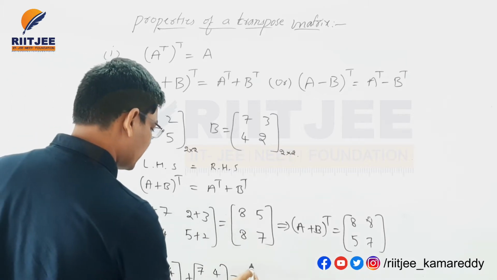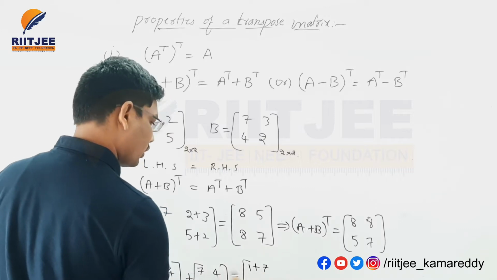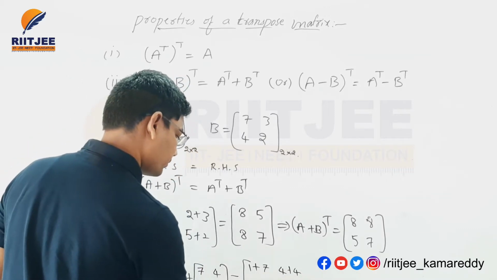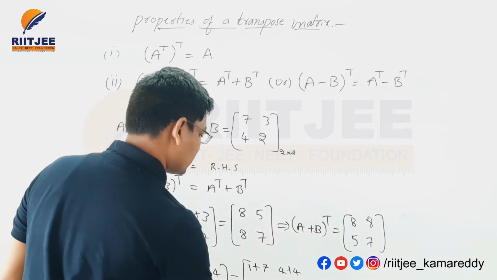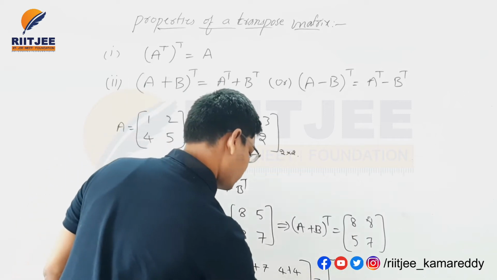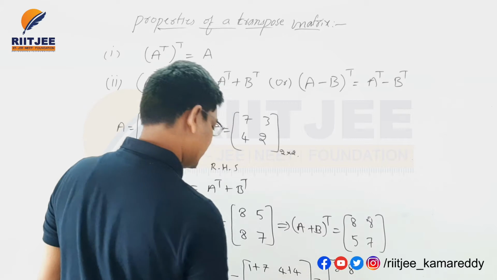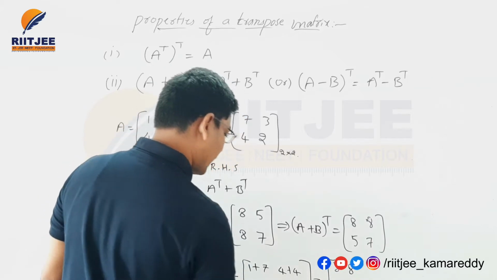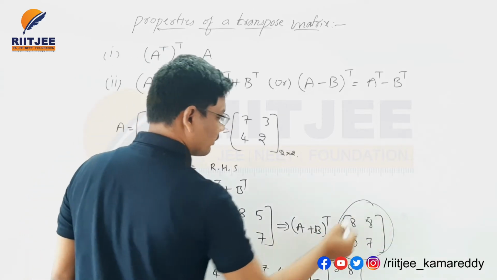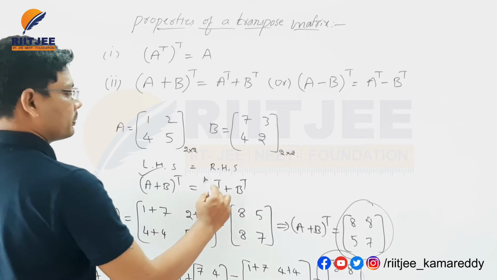Now we need to add the answers: 1 plus 7 and 4 plus 4, next 2 plus 3 and 5 plus 2. If you add this, 1 plus 7 is 8 and 4 plus 4 is 8 again, 2 plus 3 is 5, 5 plus 2 is 7. Here we got the same answer for both A plus B whole transpose and A transpose plus B transpose.